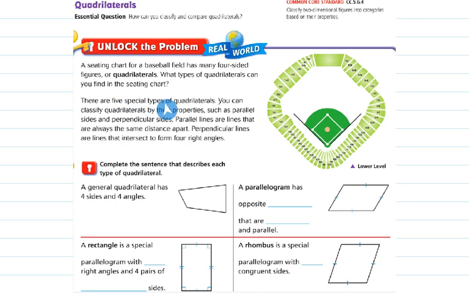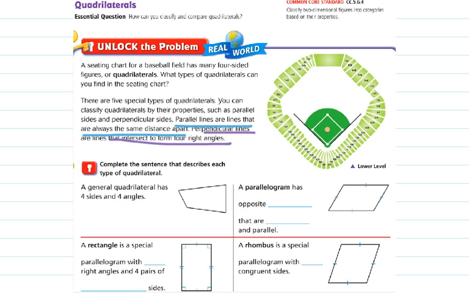There are 5 special types of quadrilaterals. You can classify quadrilaterals by their properties, such as parallel sides and perpendicular sides. Parallel lines, and I'm going to underline this because it's really important, are lines that are always the same distance apart. Perpendicular lines are lines that are intersected to form a right angle. So we're going to complete the sentence that describes each type of quadrilateral.